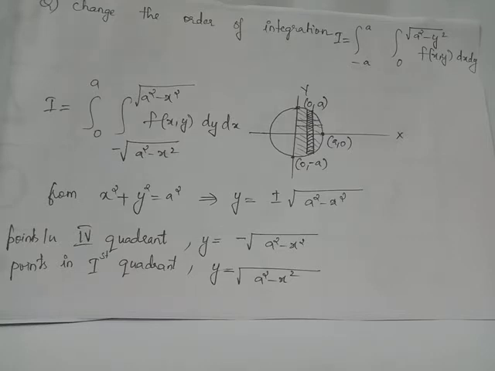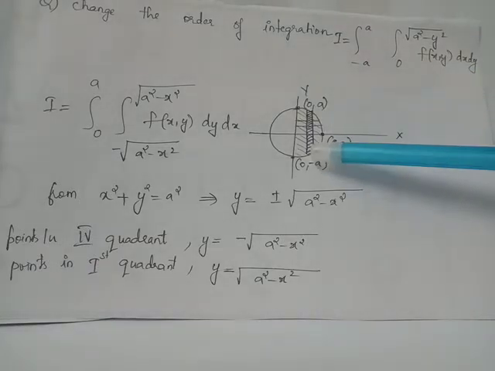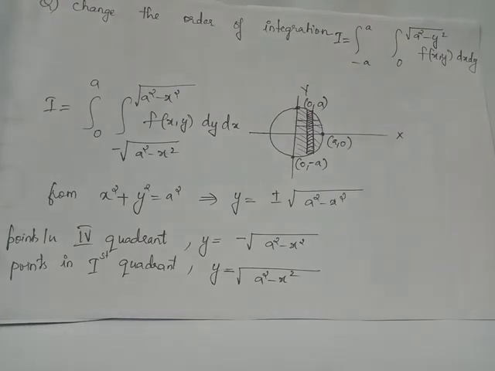Now, since we are asked to change the order of integration, we will have to first find out limits of y. For that, we have to draw a vertical strip. When you draw a vertical strip, notice that the bottom end of the vertical strip is lying on the part y equals negative root of a square minus x square, and the top end of the vertical strip lies on the part of the circle which is the curve y equals root of a square minus x square.